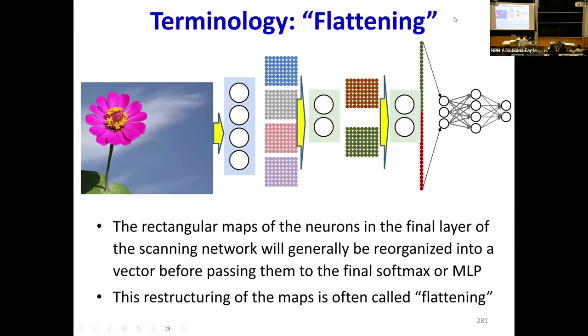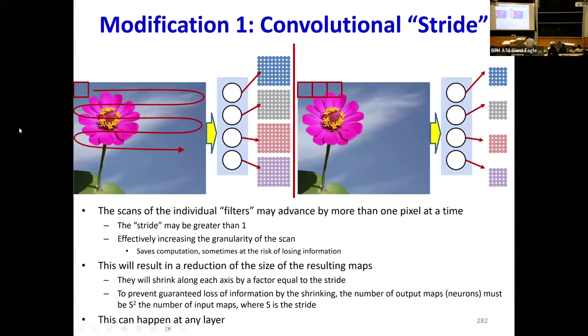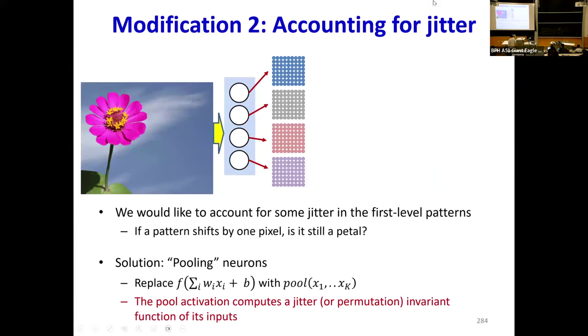The rectangular maps of the neurons in the final layer give you basically a repainting of the entire input, but when we pass it through a classifier, we generally redraw it as a vector through an operation called flattening. Some minor modifications: when you're scanning, you can be scanning with a stride of any size. You could be scanning with a stride of 1 pixel, in which case the output maps are going to be more or less the same size as the input. Or you could be using larger strides, which will result in a shrinking of the input, right?